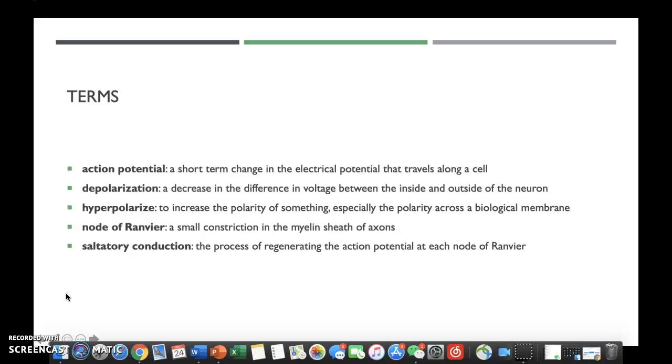Node of Ranvier is a small constriction in the myelin sheath of axons. And saltatory conduction is the process of regenerating the action potential at each node of Ranvier.